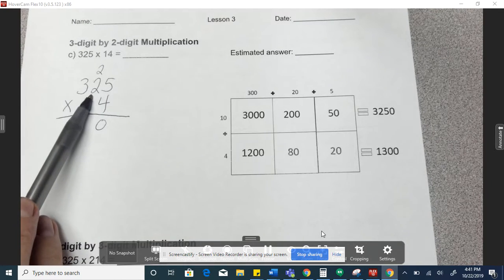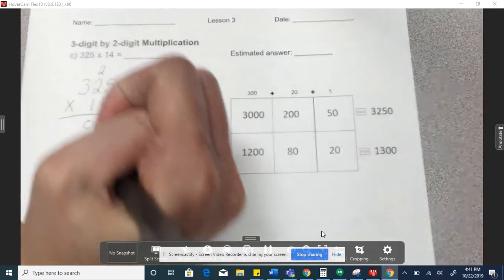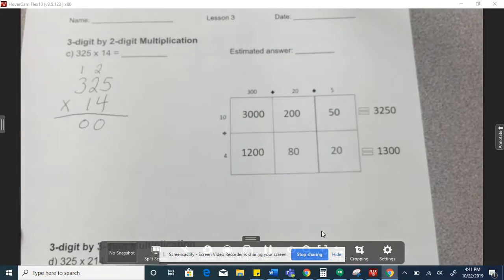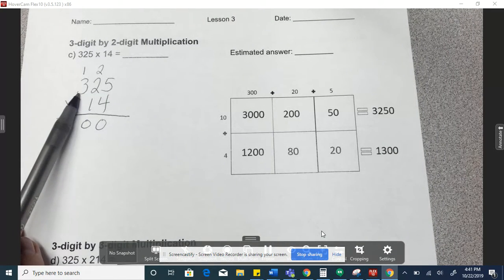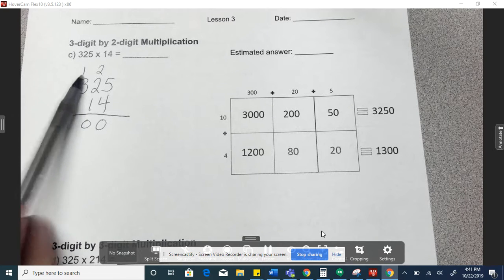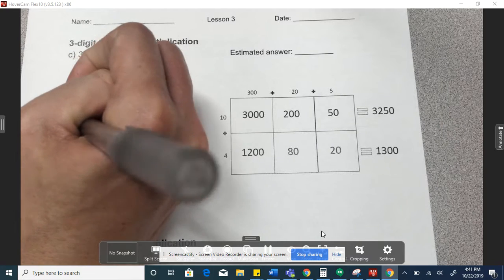4 times 2 is 8, plus the 2 is 10, so that's 10 tens. I'm going to put the 0 in the tens place, carry the 1 to the hundreds place. 4 times 3 hundreds is 12 hundreds, plus the 100 that I carried over, so we have 13 hundreds.